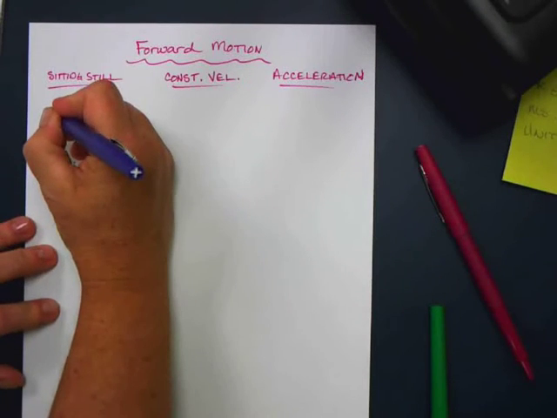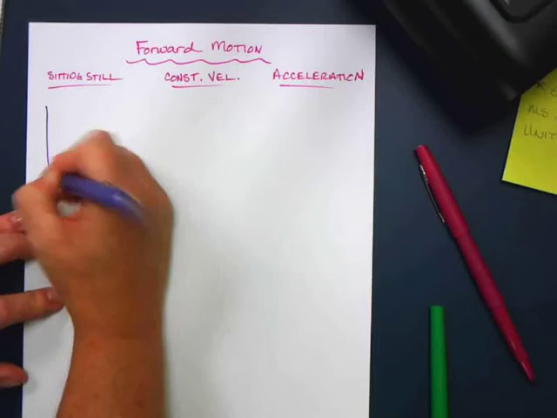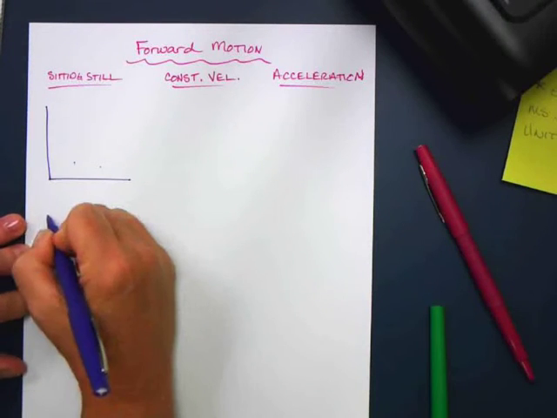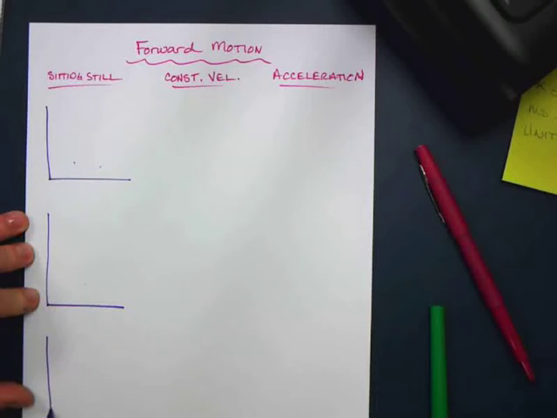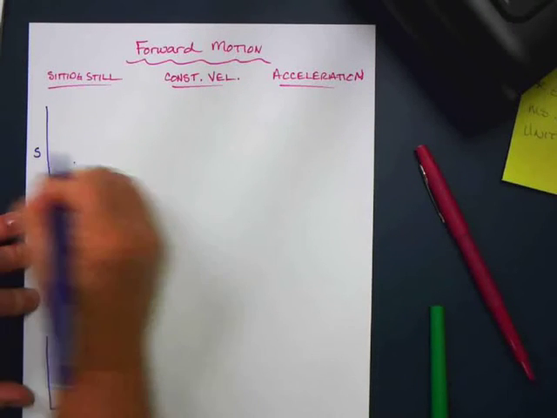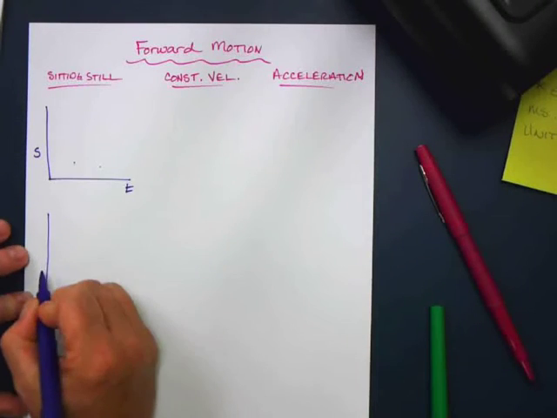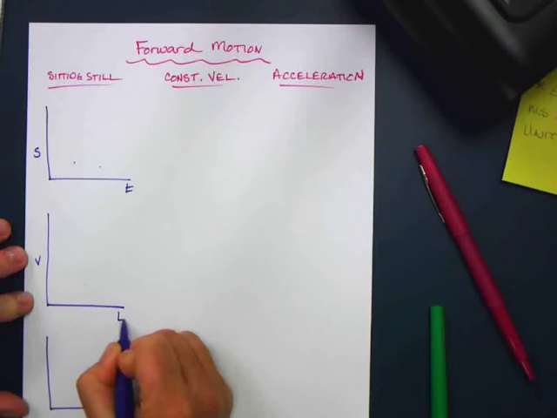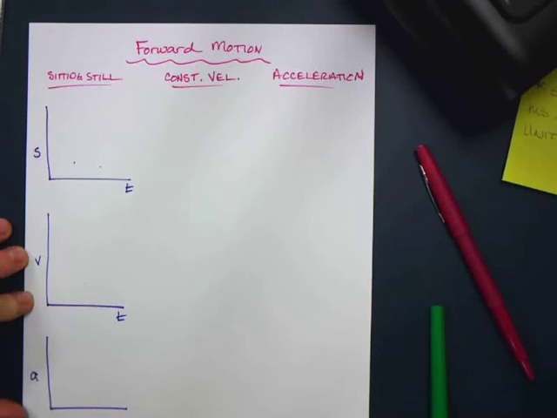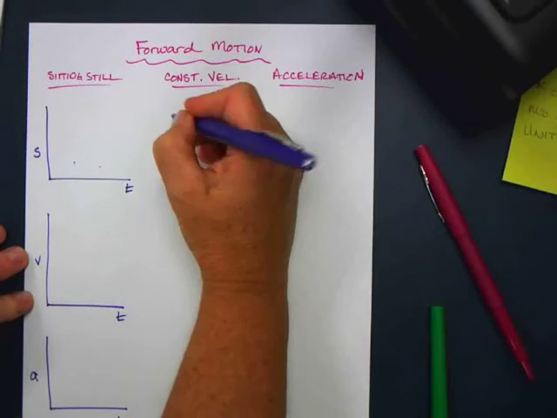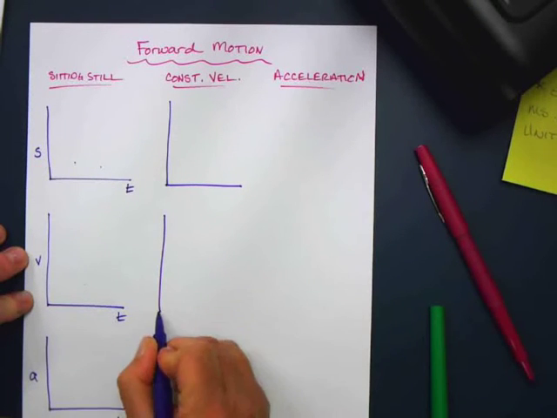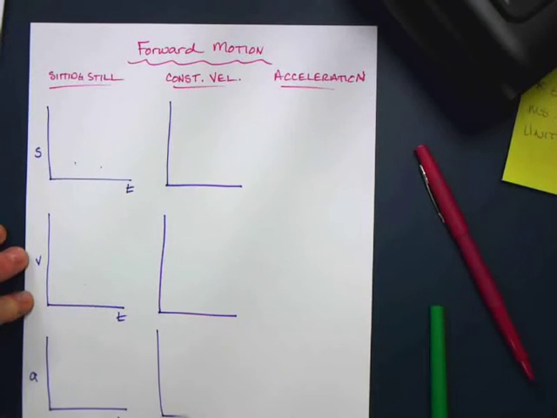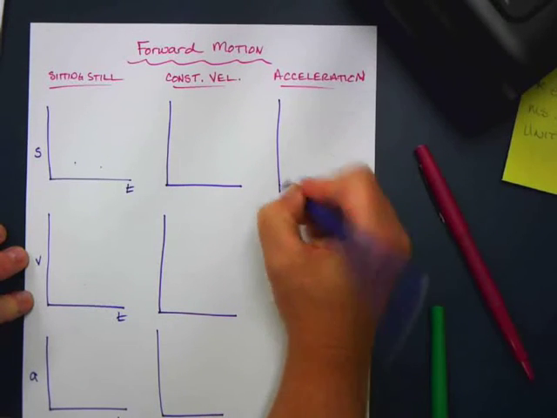We're going to do this on 3 different types of graphs. Distance versus time. Time is always on the horizontal. Velocity versus time. And acceleration versus time. So we'll go ahead and set this up, and then I'll wait and let you catch up with me.